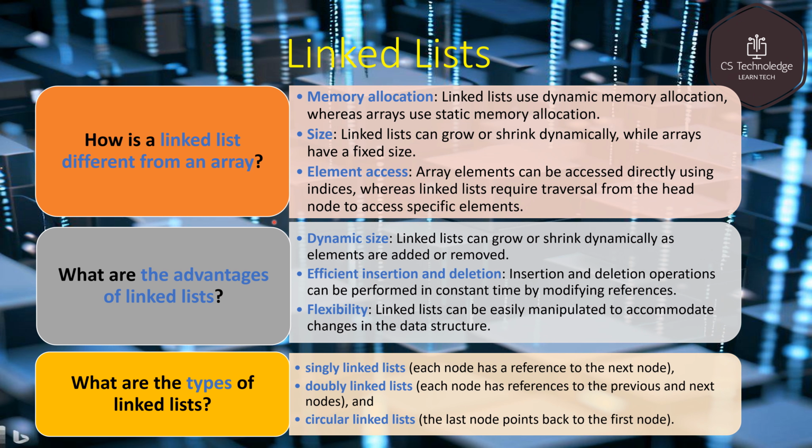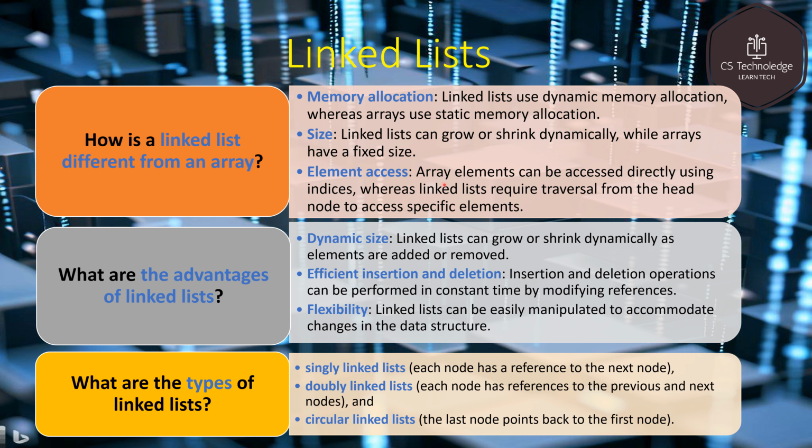Now let's look into some core Viva questions dedicated to linked list. How is a linked list different from an array? We partially looked into it. Let's look again. Memory allocation: a linked list, as we looked into, uses dynamic memory allocation, whereas an array uses static memory allocation, right? Because when you declare an array, you specify the size of the array initially. However, in a linked list, you can add and delete nodes easily even after creating it. Hence the size of a linked list can grow or shrink dynamically while arrays have a fixed size.